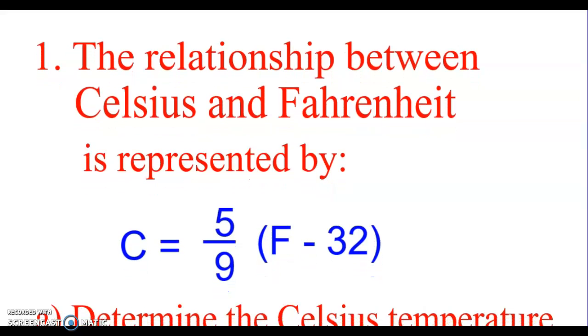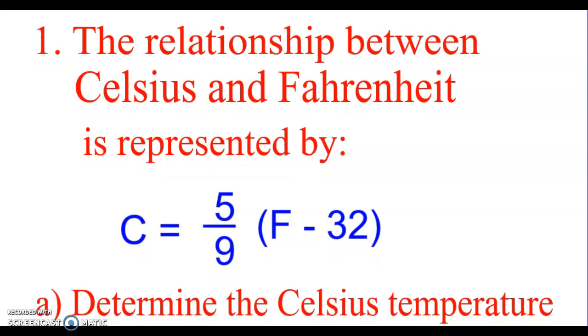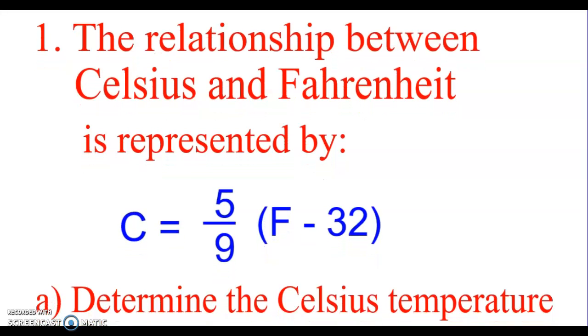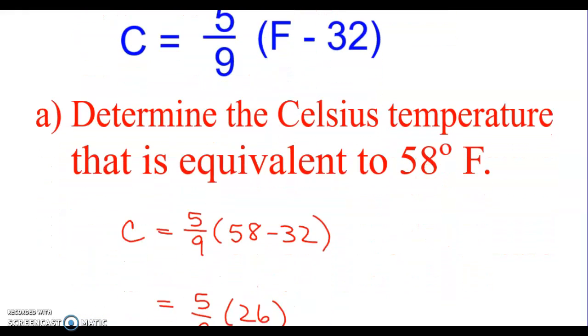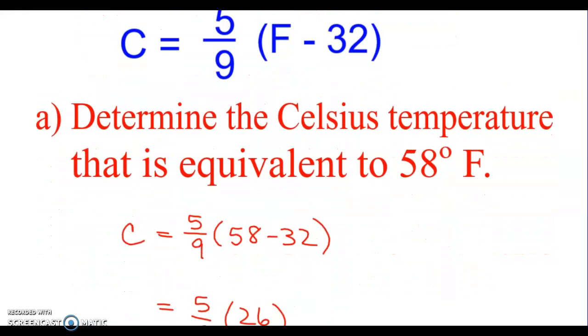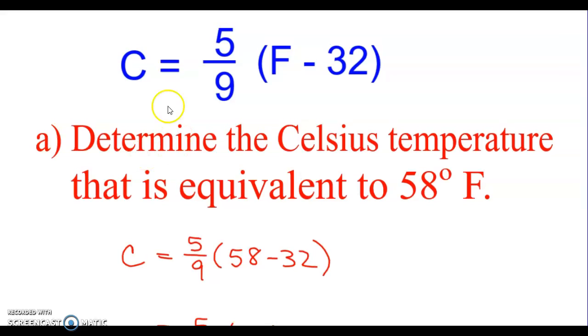Looking at example 1, the relationship between Celsius and Fahrenheit is represented by the equation C equals 5/9 times (F minus 32). So it should be obvious that C represents our temperature in Celsius in this equation and F represents our temperature in Fahrenheit. A. Determine the Celsius temperature that is equivalent to 58 degrees Fahrenheit. So F gets replaced with 58 and I solve for C.